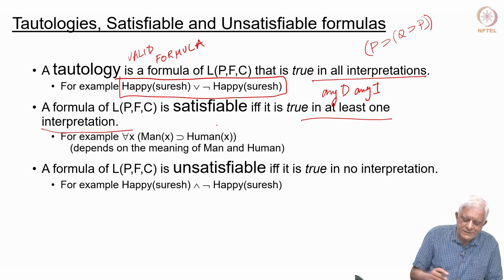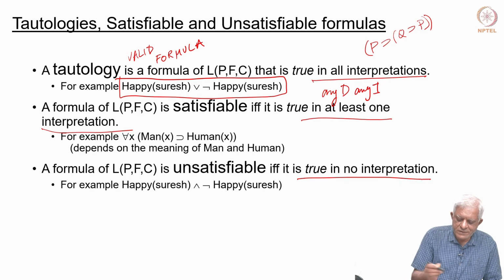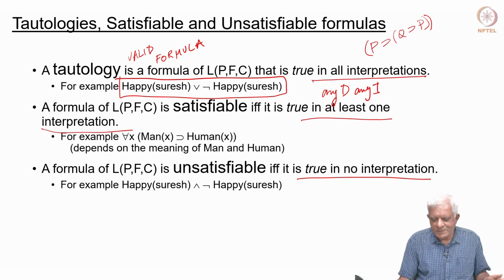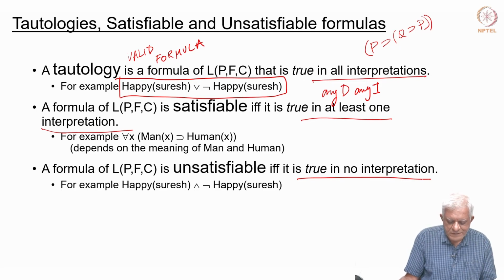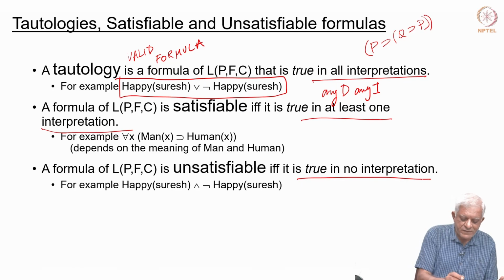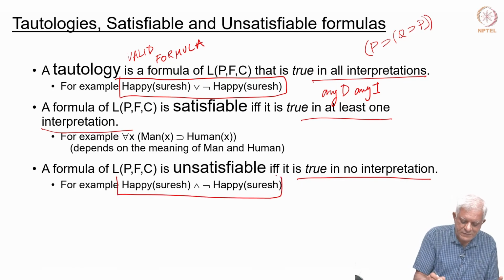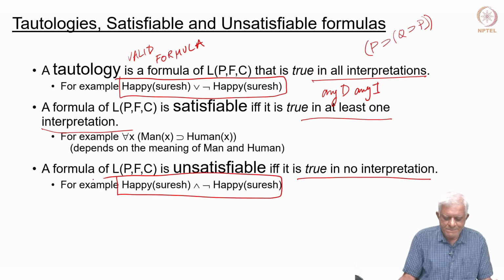Human is different from humane. Finally, a formula is unsatisfiable or a contradiction if it is true in no interpretation. Any interpretation you choose, any meaning of happy you choose, any mapping of Suresh to individuals you choose, you can never make this formula true essentially.